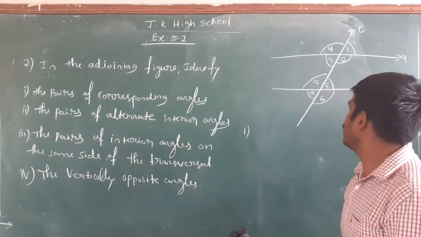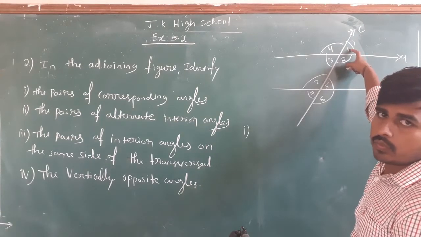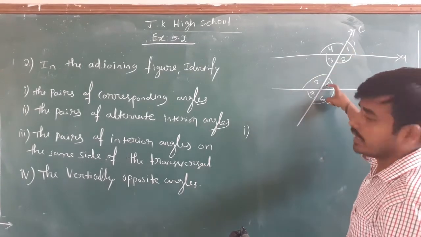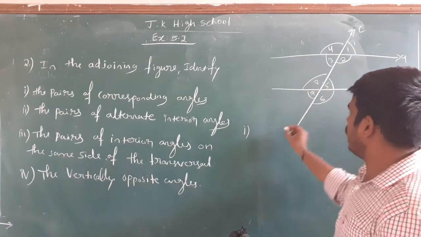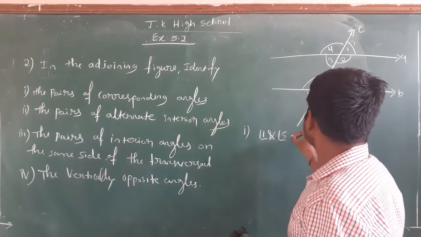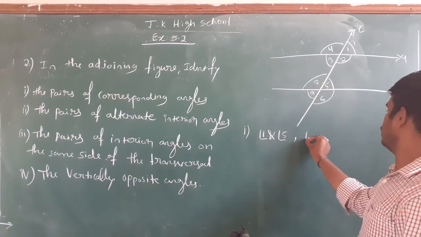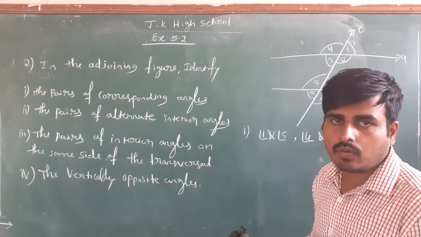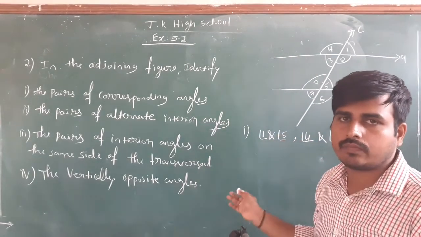Which are the corresponding angles here? I will start from angle 1. Which is corresponding to angle 1? Angle 5. Corresponding angles means if one is exterior, the other is interior, on the same side of the transversal line. So angle 1 and angle 5. Next pair: which is for angle 4? Angle 8. You can write it in any order, angle 4 and 8.